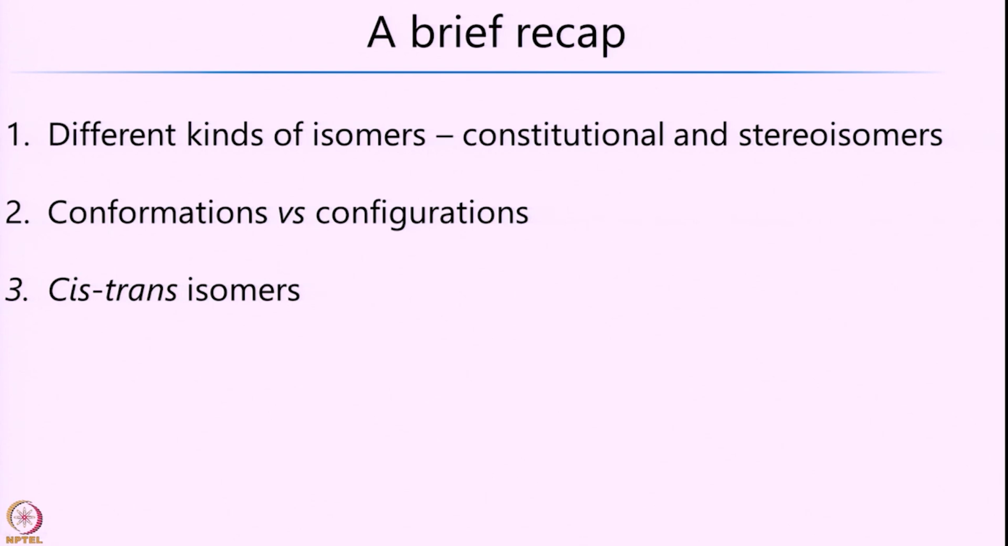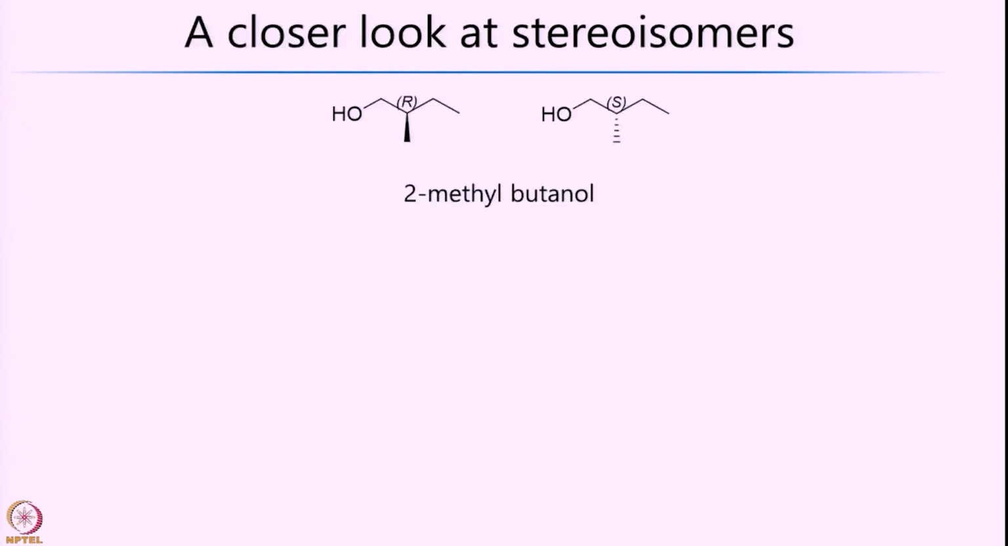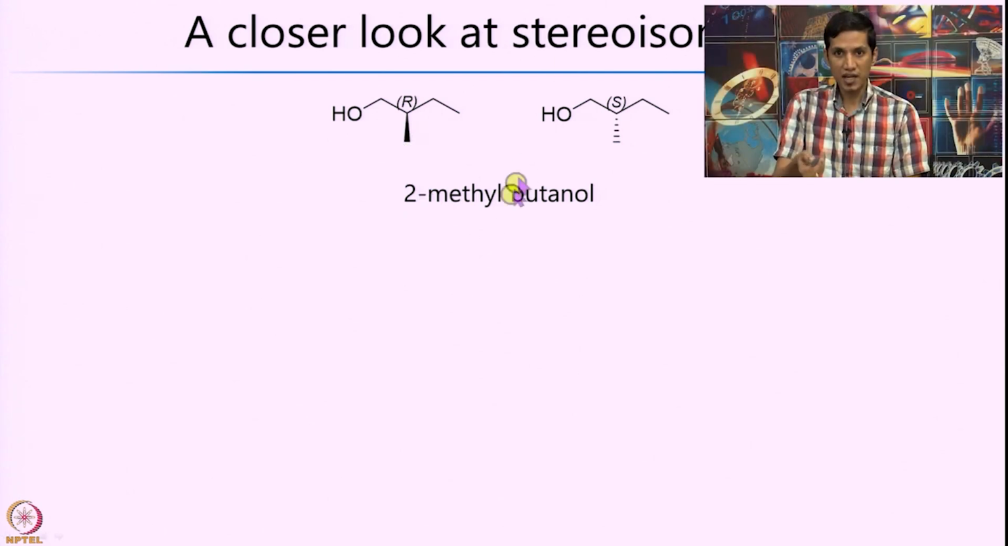So, with this background, let us now look more closely at stereoisomers which have a chiral center or an asymmetric center. These are the two examples which we had looked at in the previous class. On the left-hand side, you have a 2-methyl-butanol derivative in which the methyl group is protruding out of the plane of the screen. On the right, you have the methyl going back.